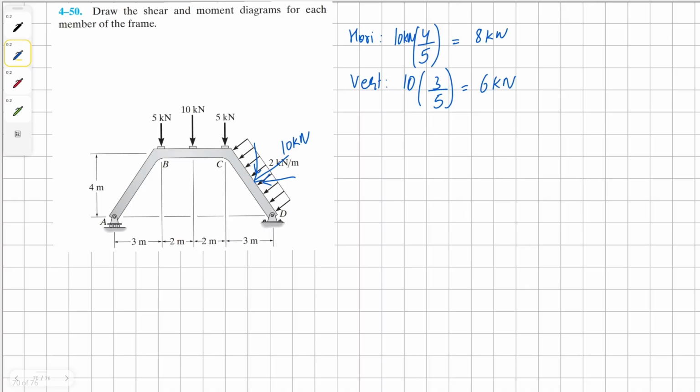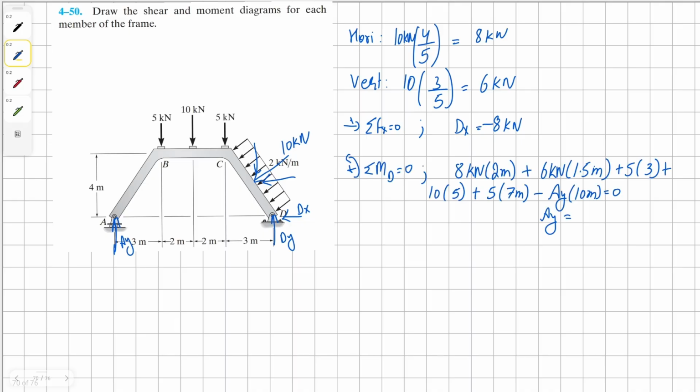After that, we need to find our external action forces. There is a roller at A and a pin connection at D. Summing the forces in the X direction, I have a solution for Dx as negative 8 kilonewton. By taking moment about the point D, I found the solution for Ay as 12.5 kilonewton. Summing the forces in the Y direction, I have the solution for Dy as 13.5 kilonewton.